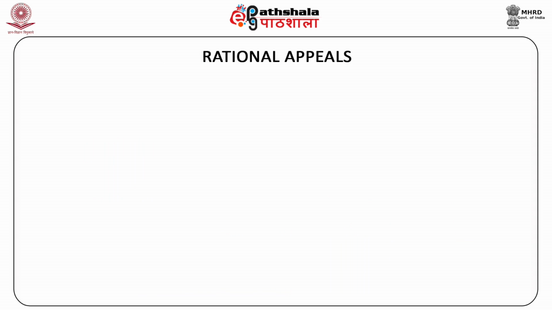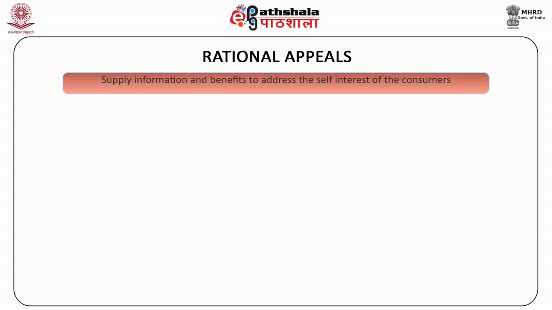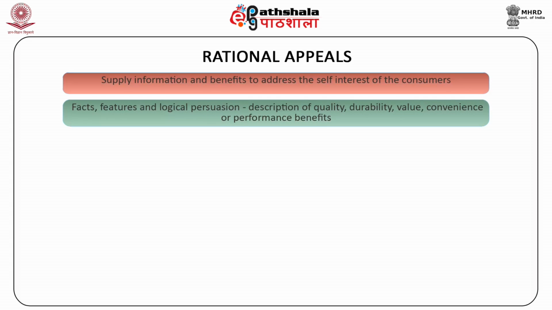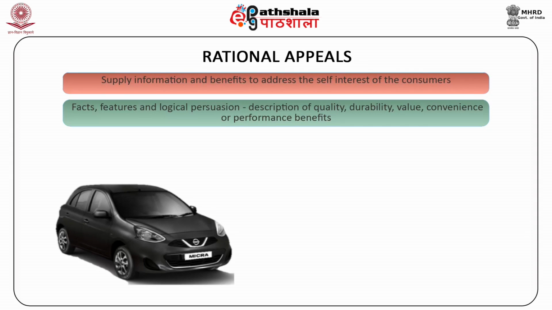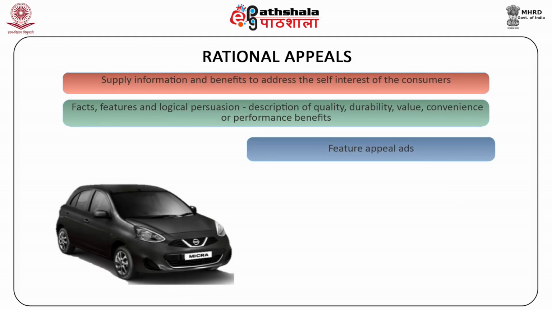The rational appeals supply information and benefits to address the self-interest of the consumers. Facts, features, and logical persuasion is employed with description of the quality, durability, value, convenience, or performance benefits. The Nissan Micra ad describes the benefits and features of the push button and mileage. Ads such as the one above are feature appeal ads.